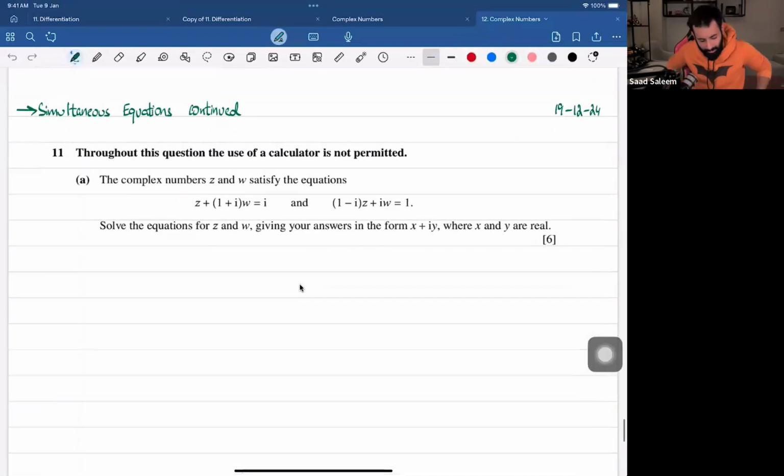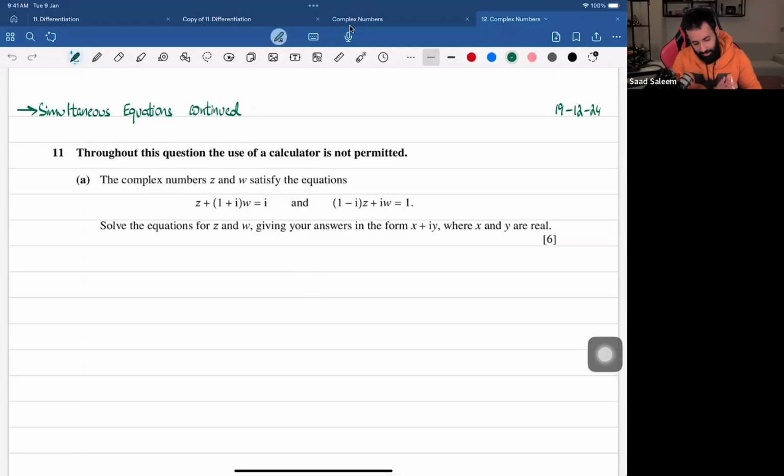Now, let's continue with simultaneous equations. This is a different category of simultaneous equation that you will get in the exam. Notice that it's worth 6 marks. So let's practice some questions like these and see what it is that we are dealing with.